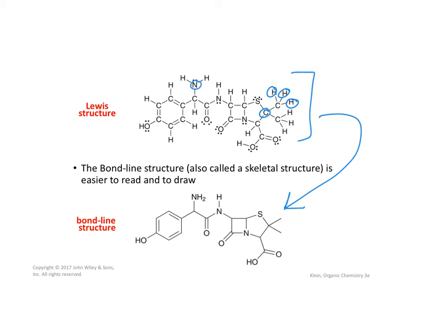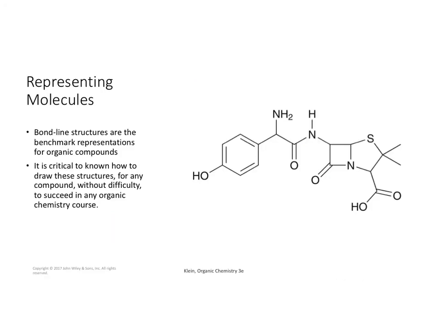However, the nitrogens and the oxygens, those are still shown. And the lone pairs aren't shown. Sometimes people draw on the lone pairs on bond line structures, sometimes they don't. So bond line structures are the benchmark representations for organic compounds. Once you learn how to draw these, you can really impress your friends and family.